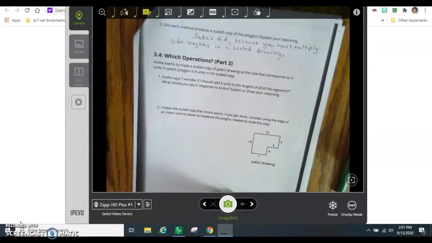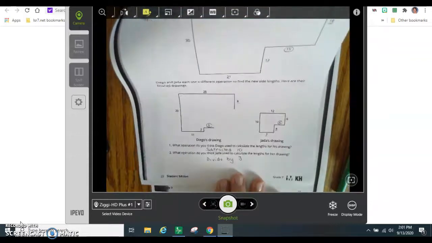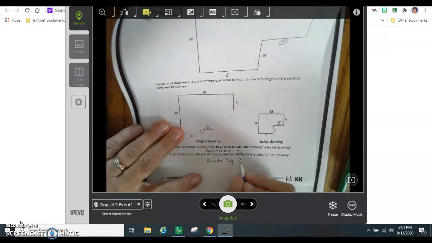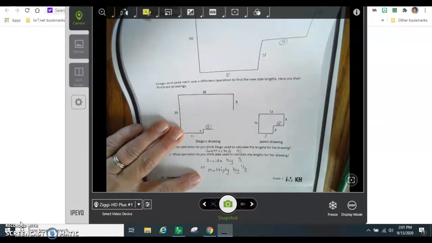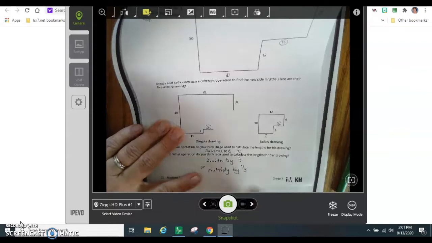Now, going back, you might say, oh, but we divided. Jada divided by 3. She didn't multiply. Well, dividing by 3 is the same thing as multiplying by a third. Okay, so realize anytime you say divide, you really could be saying multiply, because dividing by 3 is the same as multiplying by a third. Reciprocals, remember? See the reciprocals?